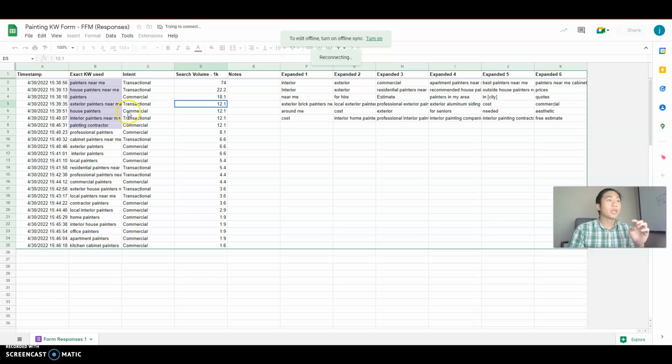So when I'm building the keywords, this is where I haven't even built the site yet. I don't even have any content yet. This is just me planning out what to write about.